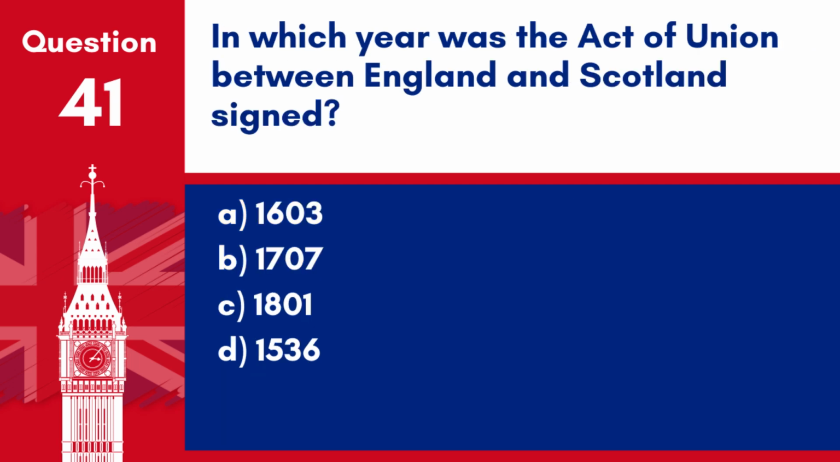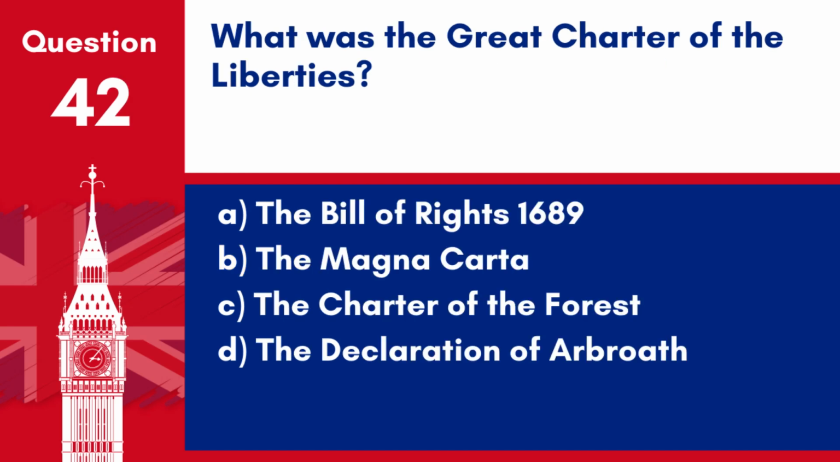Question 41. In which year was the Act of Union between England and Scotland signed? A. 1603. B. 1707. C. 1801. D. 1536. Answer: B. 1707. The Act of Union between England and Scotland was signed in 1707, officially uniting the two countries into a single kingdom, Great Britain.